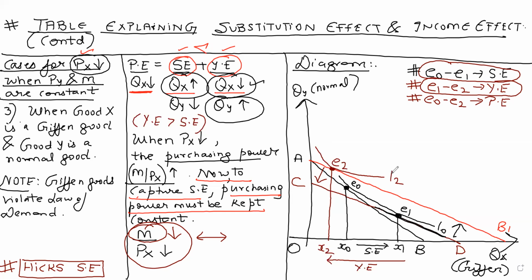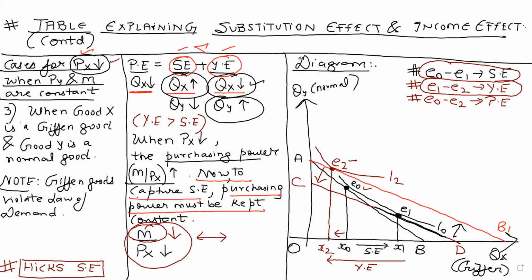So I hope students have understood this. Substitution effect is the movement from X0 to X1. Income effect is the movement from X1 to X2. You can clearly see that now the income effect is dominating the substitution effect. That means in net terms we are moving from E0 to E2 and good X is falling in net terms when price of good X falls.